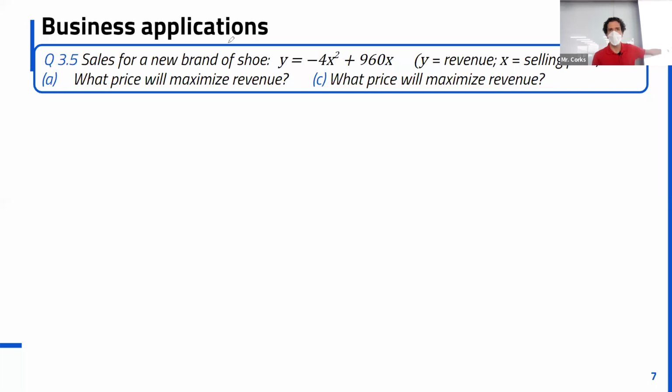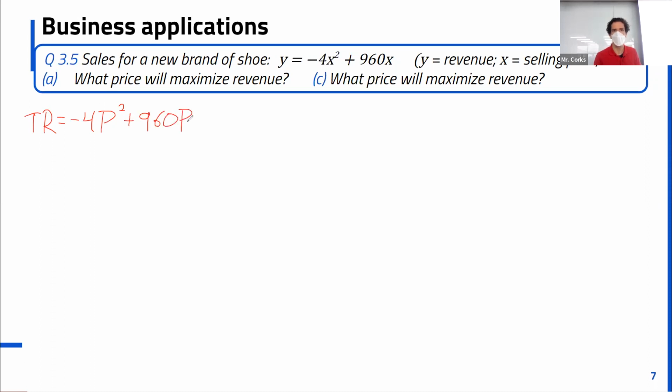All right, so again, same question. I've just shrunk down the information a bit so I have space to write. So we have our total revenue is equal to -4P squared plus 960P.